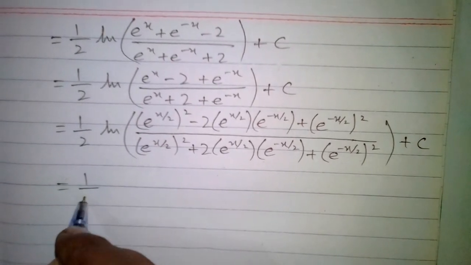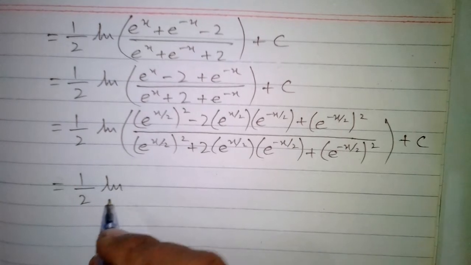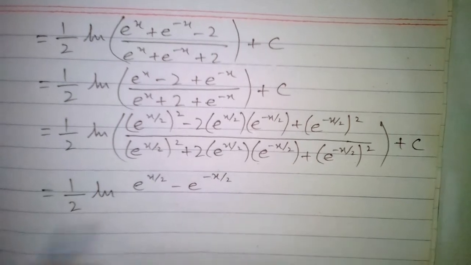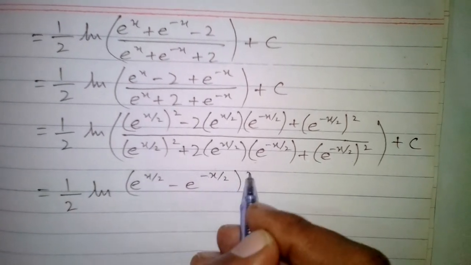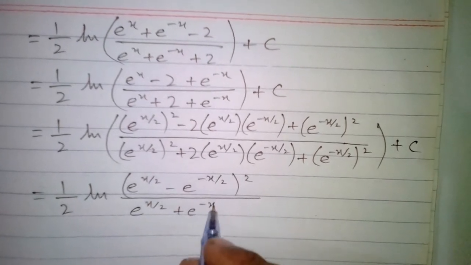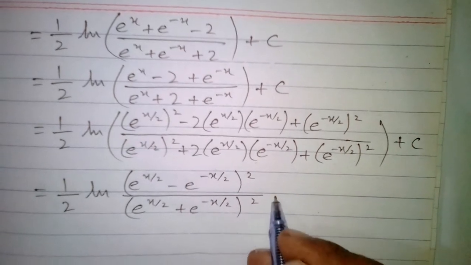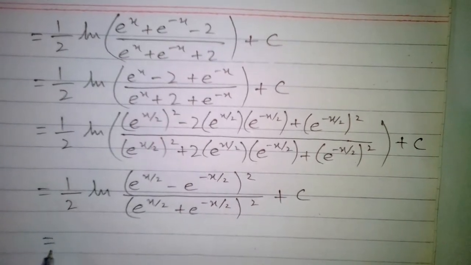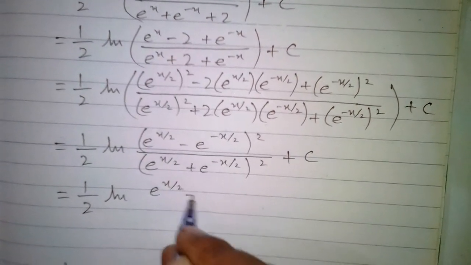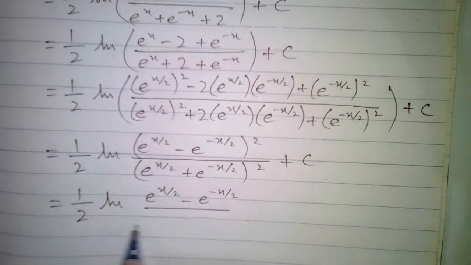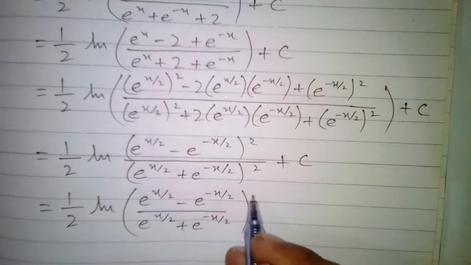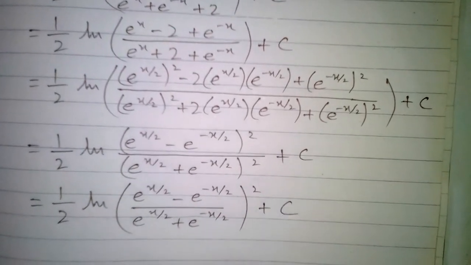Now this will be equal to half of ln e to the power x upon 2 minus e to the power minus x upon 2 whole square upon e to the power x upon 2 plus e to the power minus x upon 2 whole square plus c, and this will give us half of ln e to the power x upon 2 minus e to the power minus x upon 2 over e to the power x upon 2 plus e to the power minus x upon 2 whole square plus c.